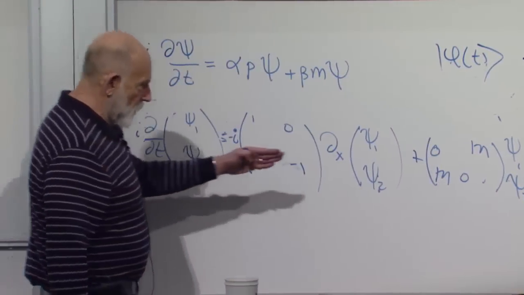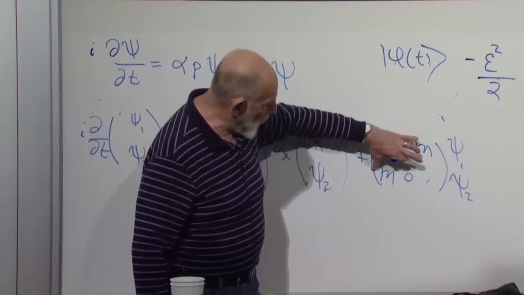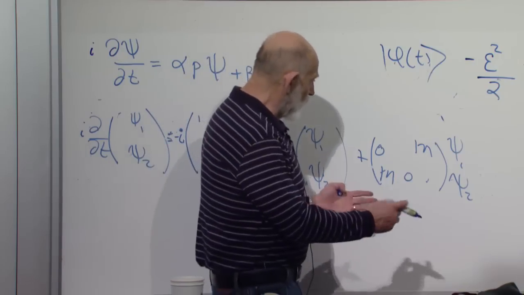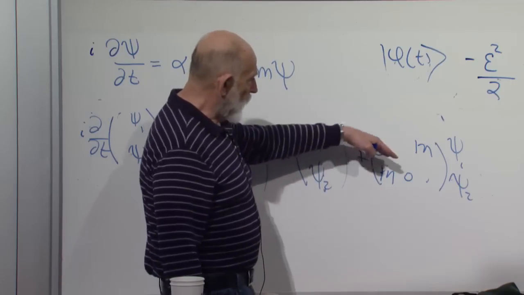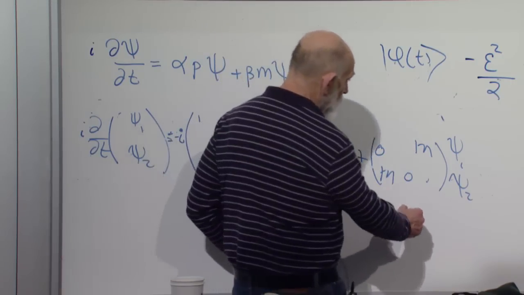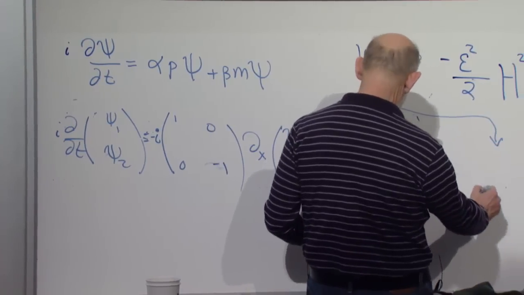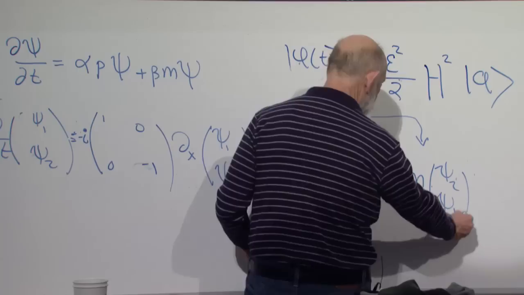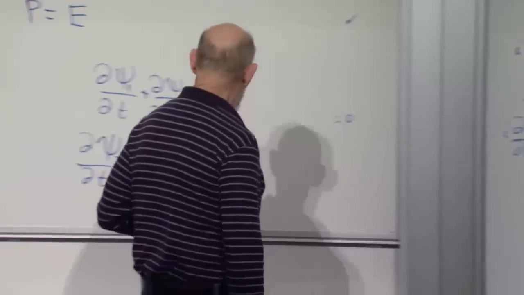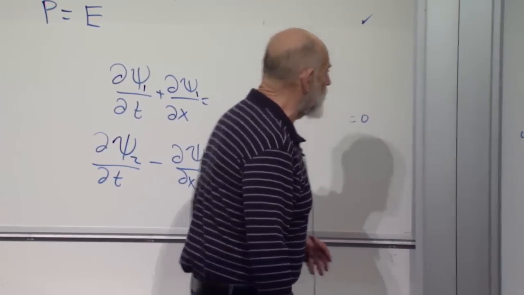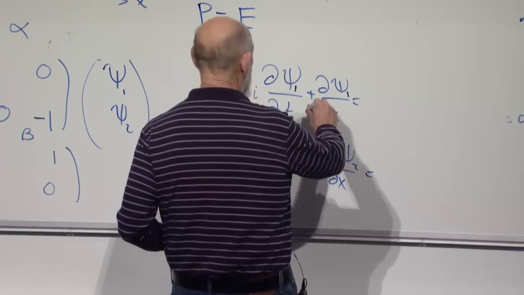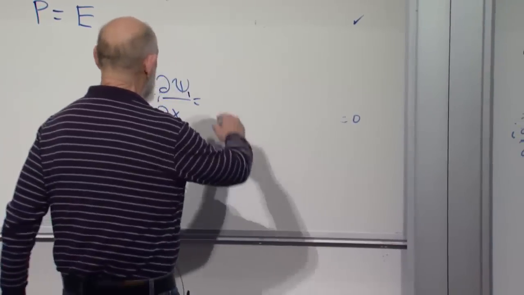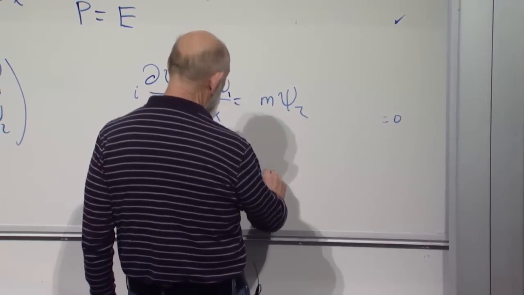If we write out this term, because the beta is off diagonal, what does this do? It switches psi 1 and psi 2. So this term here just becomes m psi 2, psi 1. So let's come back to this equation over here. I'll never get the i in the right place. Well, let's put the i in the right place. i, minus i, equals, and now it looks like this one is m psi 2, and the other one is m psi 1.